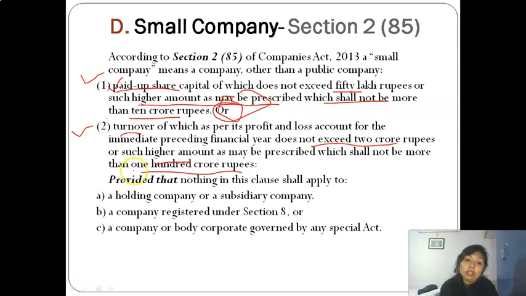So, provided that nothing in this clause, means the provision of small company, shall be applicable to a holding company or subsidiary company or a company which is registered under section 8. This is a non-profit company, you can write it here. Okay, this section 8 company is a non-profit company, an NGO kind of thing, but it is particularly registered under this section of the act. And a company or body corporate which is governed by a special act. These three kinds of company will never be considered as small company.